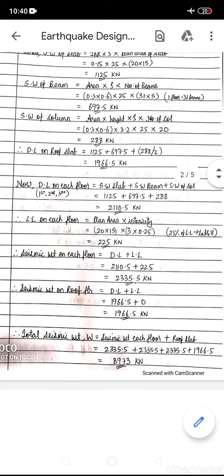Now we'll find the total seismic weight on each floor, that is the first, second, and third floor, as dead load plus live load.